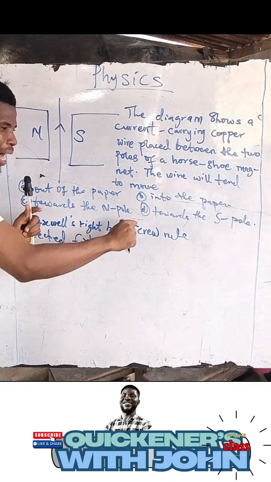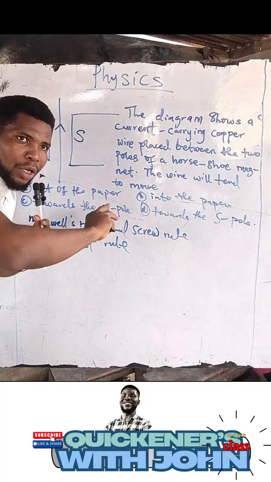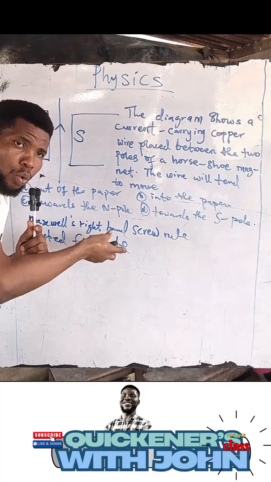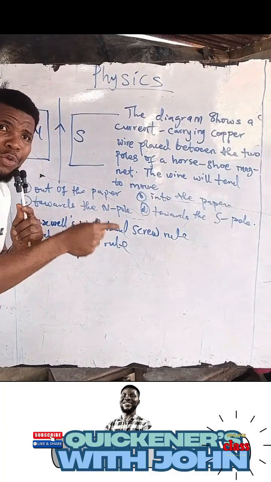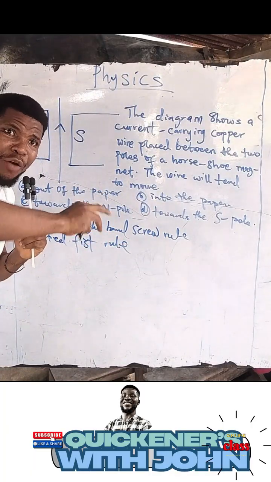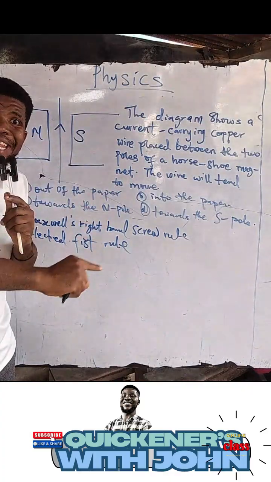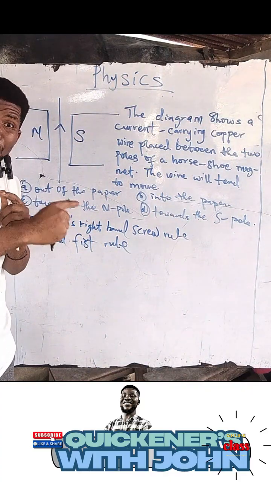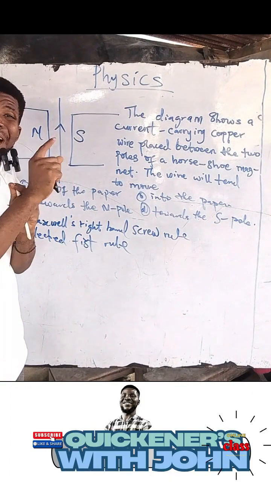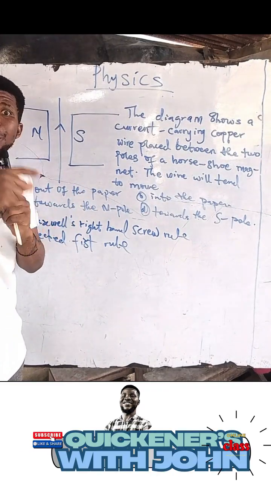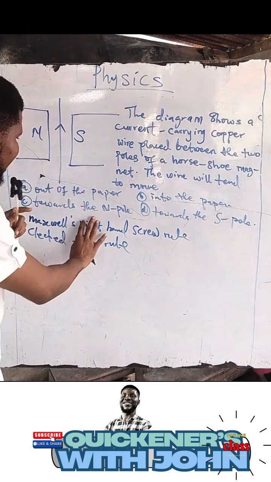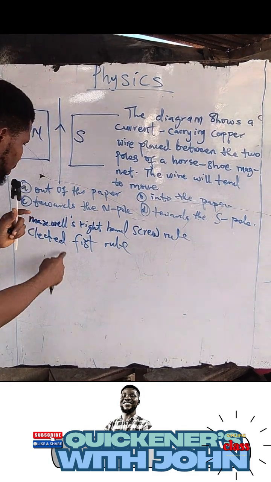So this one says that as you turn your screw, the direction of the motion of the screw points to the direction of the current, while the direction of the turning points to the direction of the magnetic field. That's it. The same thing with the right-hand grip rule.